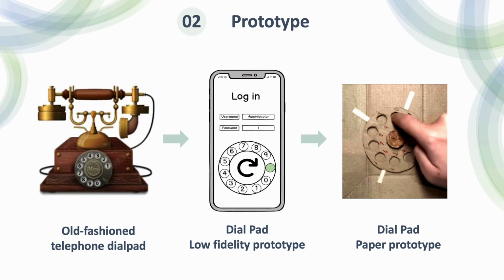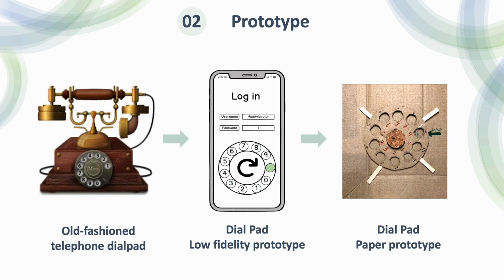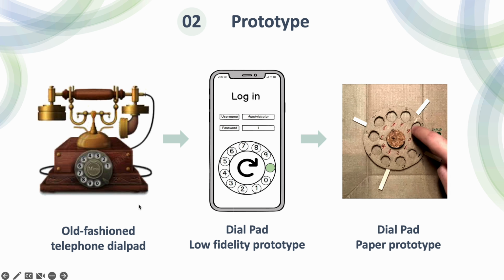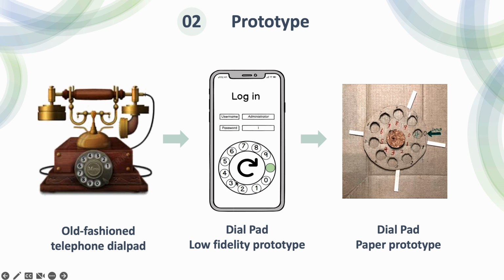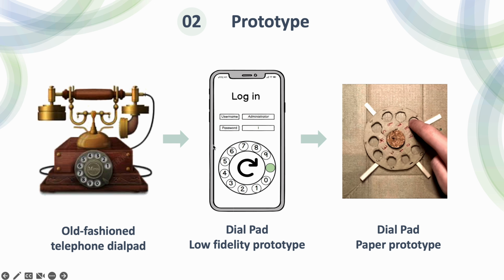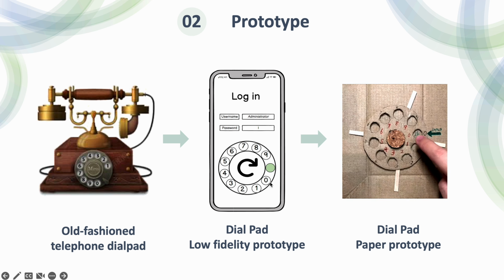To solve this problem, we have designed a new type of mobile phone password input keypad based on the old-fashioned telephone dial pad, called Dialpad. The code disk is designed as a circular turntable, and the 10 digits from 0 to 9 and an input digit are arranged on the outer circle of the turntable.